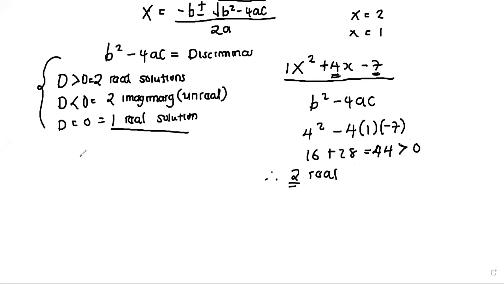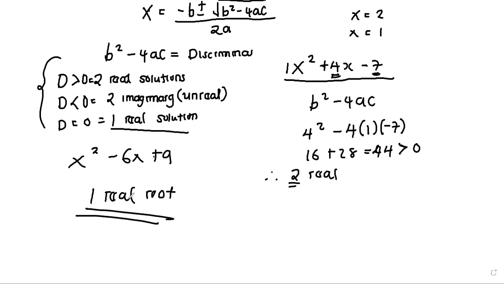You can go ahead and try out this one: x squared minus 6x plus 9. If you try to get the discriminant here, this one only has one real root. You can go ahead and try it out, but the solution is that it has one real root.